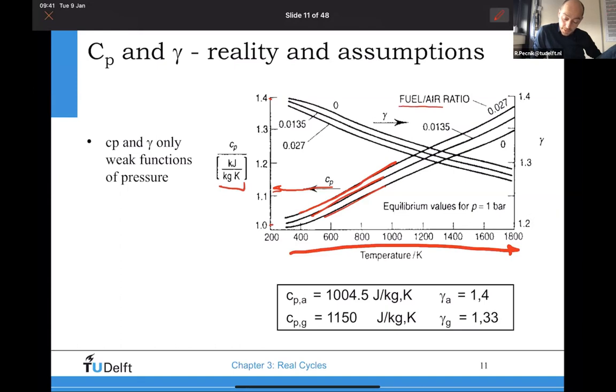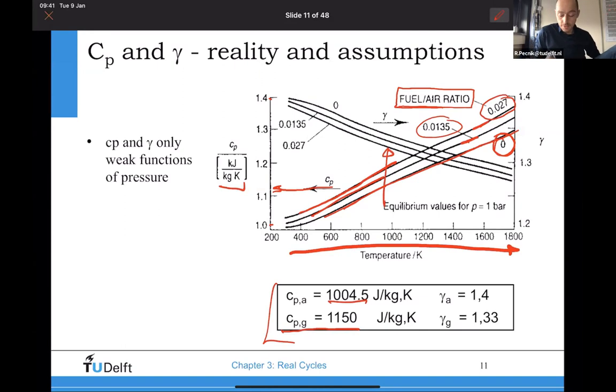They are different fuel air ratios, so the composition has changed. You can see here 0.027, and this one is 0.13, and I don't know what this last one here is. But you can see that this one is for zero, so this one is for air, I would say. And the other ones are for if you have a combustion process and you have added fuel at a certain fuel to air ratio, then you get this line and this line here. So you see that this is for air, 1004.5. And if you add fuel, the cp goes up. So this is by increasing the fuel air ratio. Clear? That's why there are three lines.